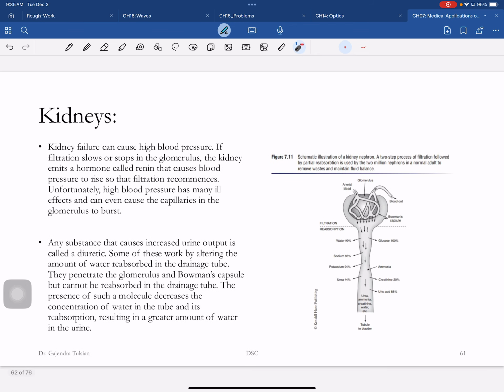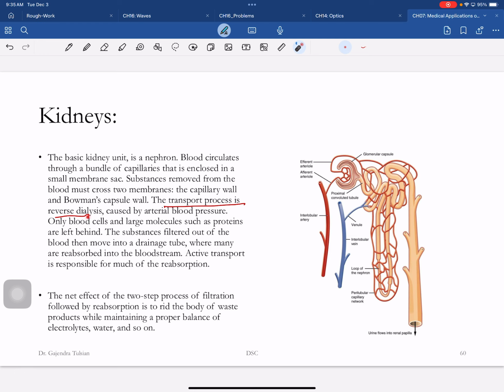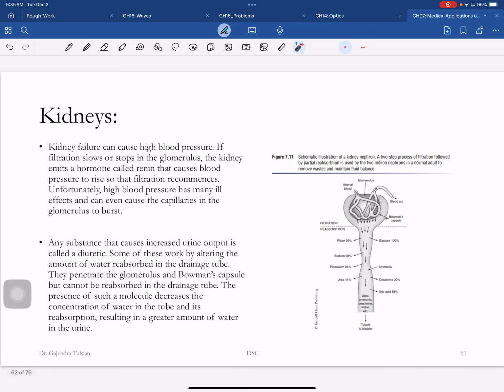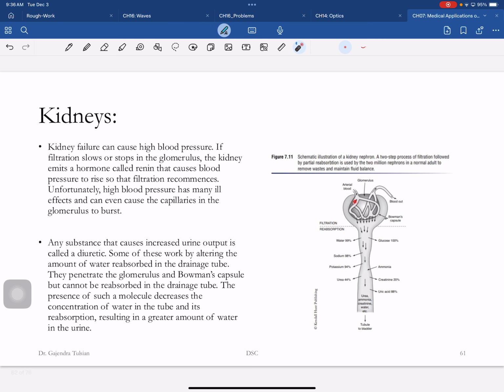So let me skip a slide here. Okay, so by the way, reverse dialysis is also called filtration. Okay, so reverse dialysis is you're moving molecules from a lower concentration region to a higher concentration region. Okay, so there's filtration. So here's the blood vessels, capillaries. You're pushing out waste product from a lower concentration region in the blood to a higher concentration region using pressure.